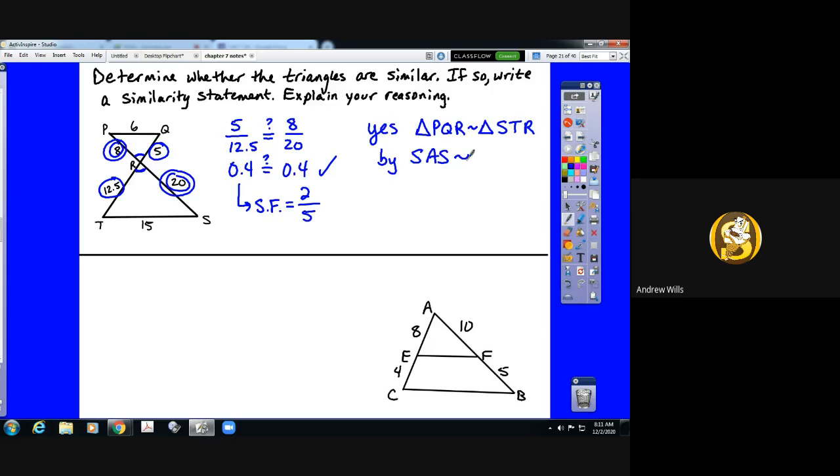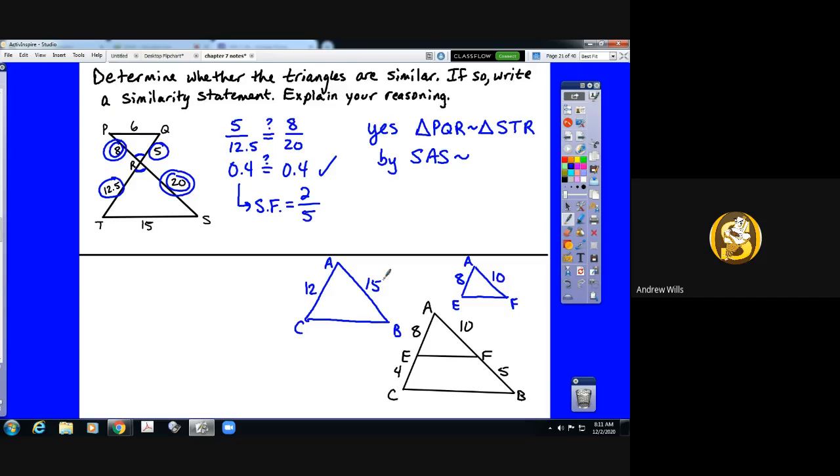we've got two different triangles in that picture. We have the little triangle, AEF, which has 8 and 10 for side lengths. And we've got the bigger triangle, ACB. And to find its side lengths, we actually have to add the numbers in the picture. 8 plus 4 gives us 12 for AC. 10 plus 5 gives us 15 for AB.